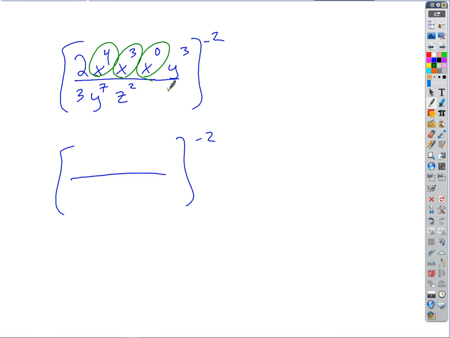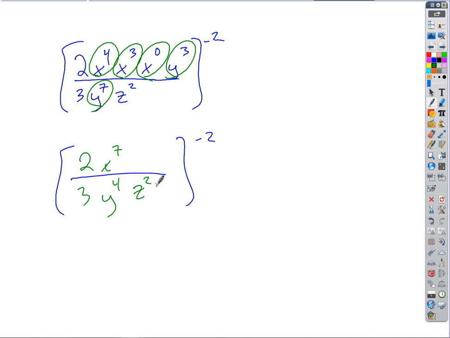What's going to be the result of multiplying x to the 4th times x cubed times x to the 0? X to the 7th, right? X to the 4 plus 3 plus 0. So I'm going to get an x to the 7th, and I've got a 2 on top. What about the y's? I have y cubed on top and y to the 7th on the bottom. What's going to happen? Subtracting. Where am I going to leave the base this time? On the bottom. 7 is bigger than 3. And so I end up with y to what power on the bottom? 4. 7 minus 3. And then I've got a z squared that just got stuck there.